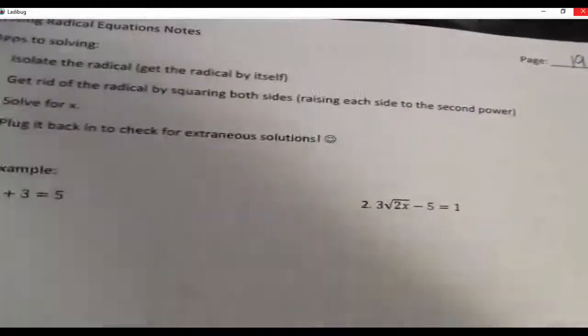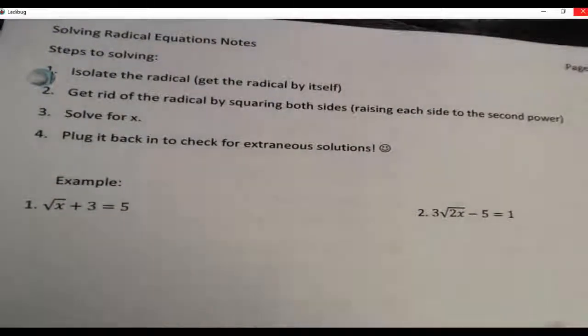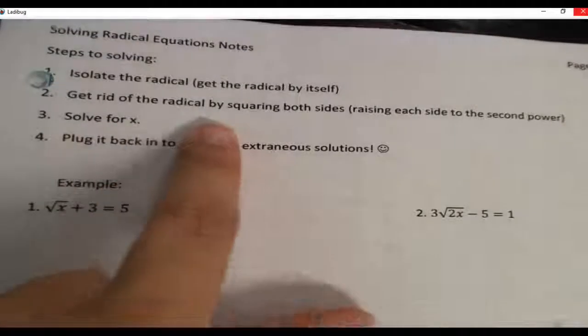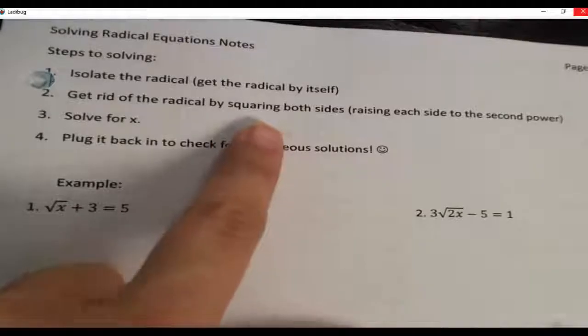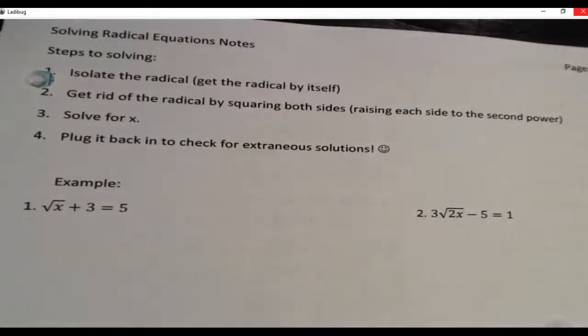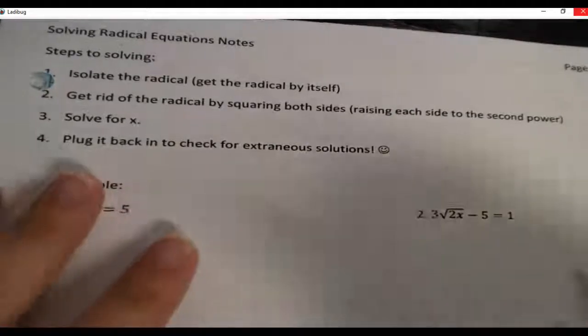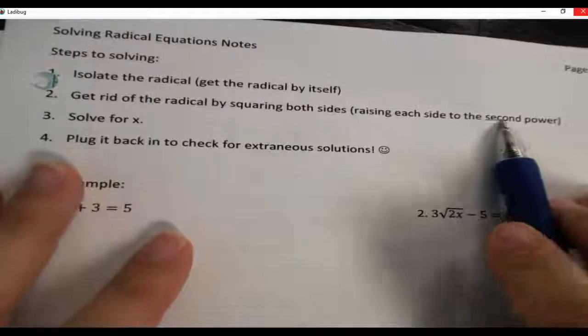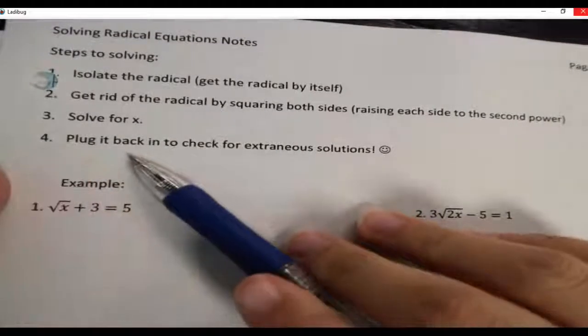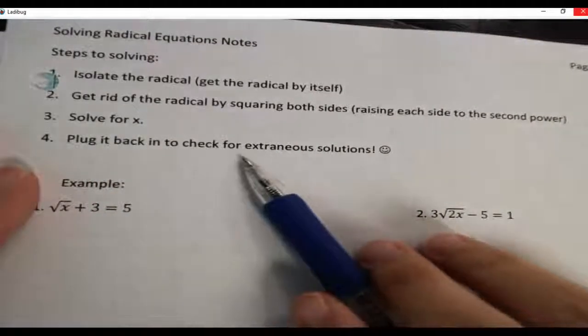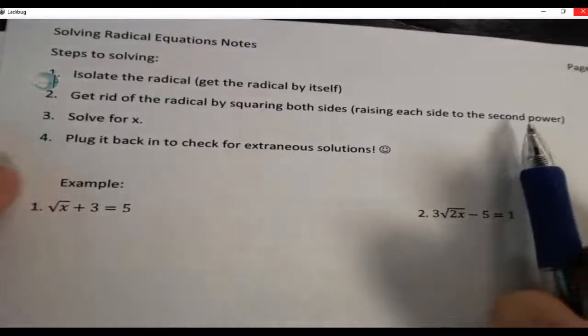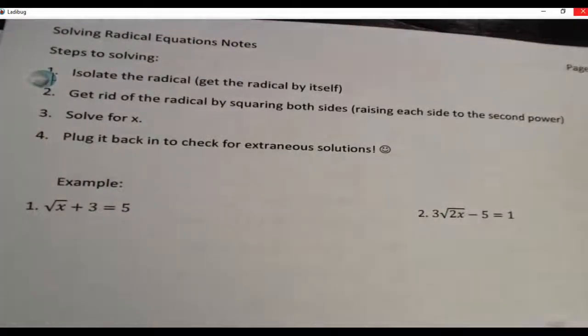So the first thing that you want to do is isolate the radical, or you want to get that square root by itself. Then we get rid of the radical by squaring both sides. So just like for our Bellwork, a square root gets rid of an x squared. So in this, an x squared gets rid of a square root. So raise both sides to the second power. And then we just solve for x. But in these problems, you can have extraneous solutions. So you always want to plug them back in and make sure that they work.